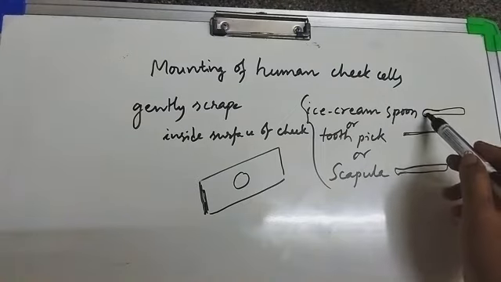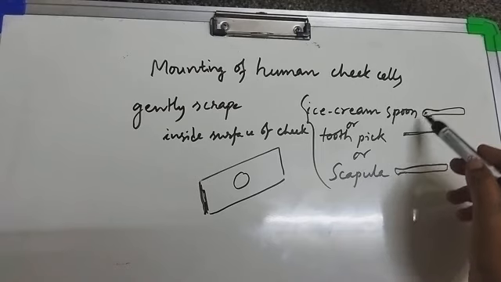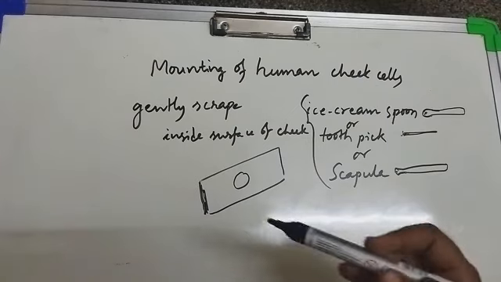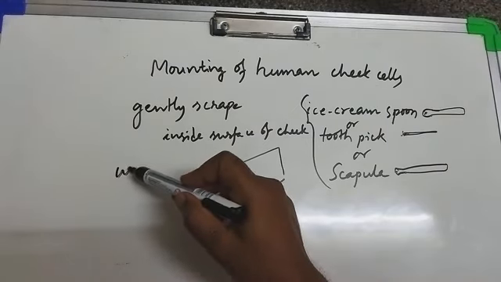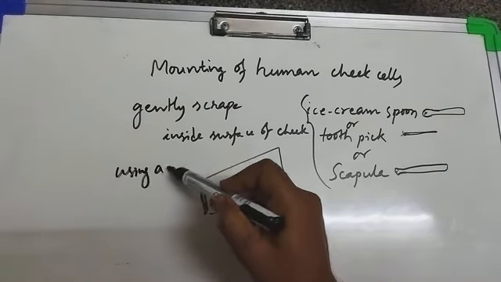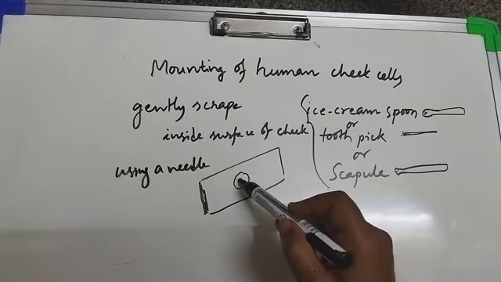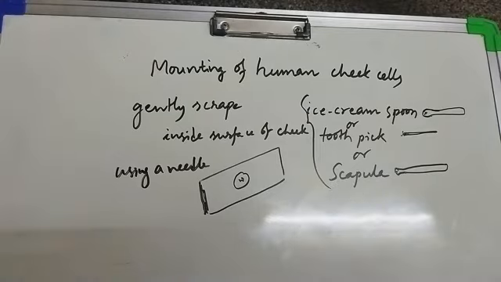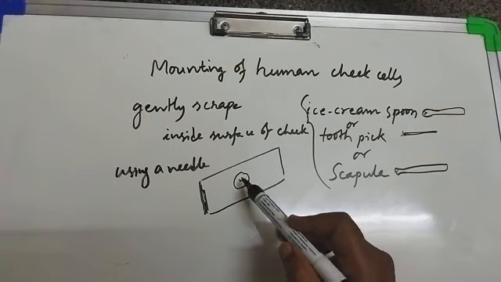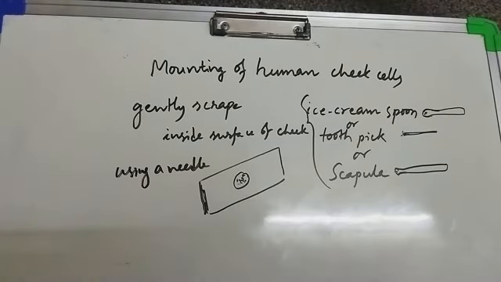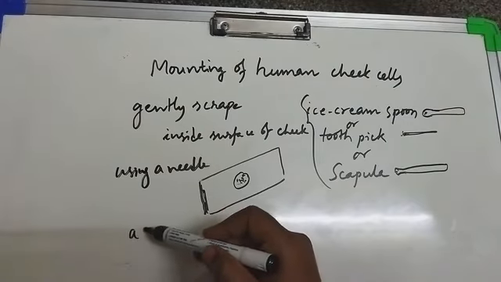Now, whatever is sticking to any of these things, using a needle, you can transfer this to the slide. Okay, and then you can spread it evenly. And add methylene blue.